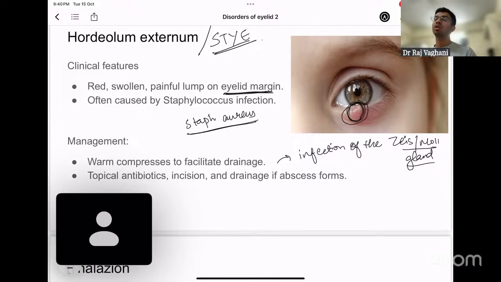So what you can do is warm compresses to facilitate the drainage, and you can also apply topical antibiotics, and incision and drainage if any abscess is formed. Okay.